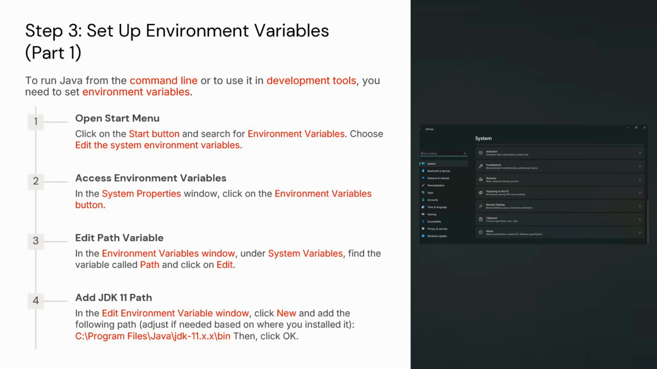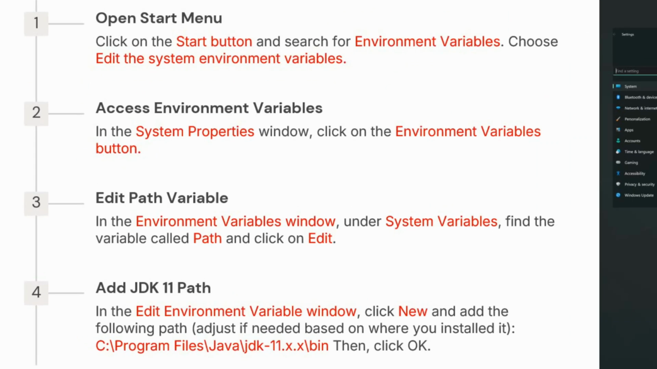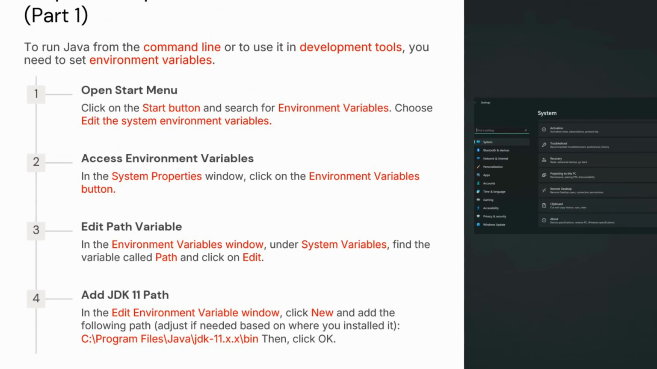Next step is we have to set up environment variables. To run Java from the command line or to use it in development tools, you have to set environment variables. And here you can see the instruction to edit the environment variable called Path. The path we need to set is till the bin folder of JDK 11. Here you can see the instruction. We will follow and set that Path variable.